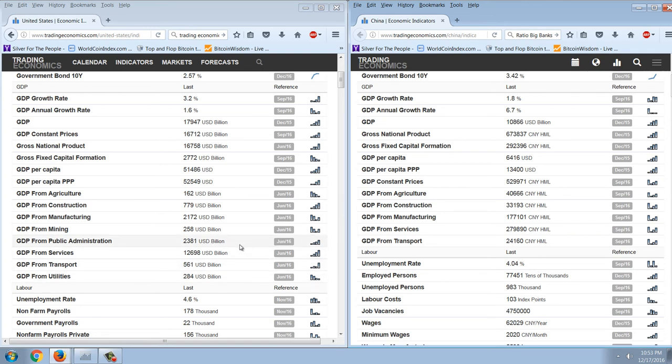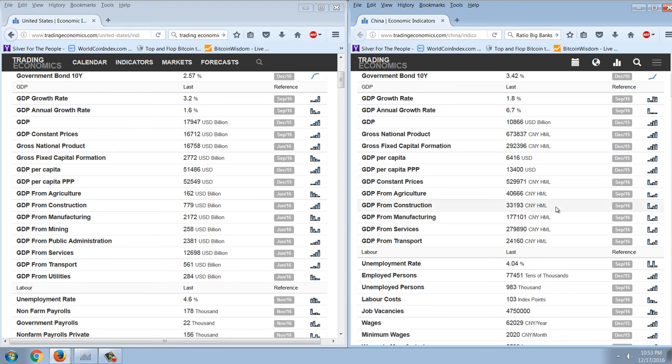It's just absolutely insane. Now, let's look over at China. You can see these are in Chinese yuan, so we're just going to compare the numbers to each other. Agriculture at 40,000, construction 33,000, manufacturing 177,000, services 279,000, transport 24,000. So what jumps out at you here, first of all, there is no GDP from public administration. So who's the communist?